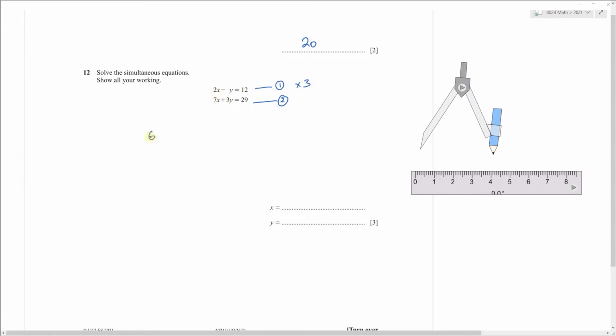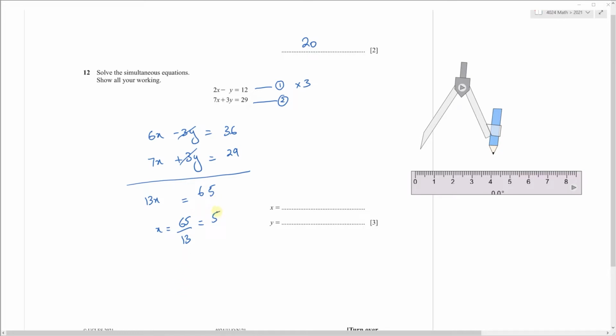So 2x times 3 will be 6x. This will become minus 3y equals to 36. And the other equation I will write as it is 7x plus 3y equals to 29. So I already have opposite signs here. These will cancel out if I add the two equations. So let's add them. 7 plus 6x would be 13x. This will cancel out. This is 0. And 36 plus 29 will be 13, 1 carry, 4 to 65. So x will be 65 over 13, which is 5.